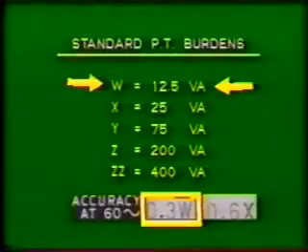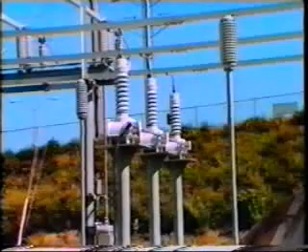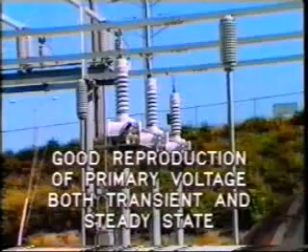With most voltage transformers, the burdens are expressed not in ohms, but in terms of what the transformer must be able to supply in volt amps. Experience has shown that generally the VT does provide good reproduction of primary voltage, both transient and steady state, with sufficient accuracy for protection functions.